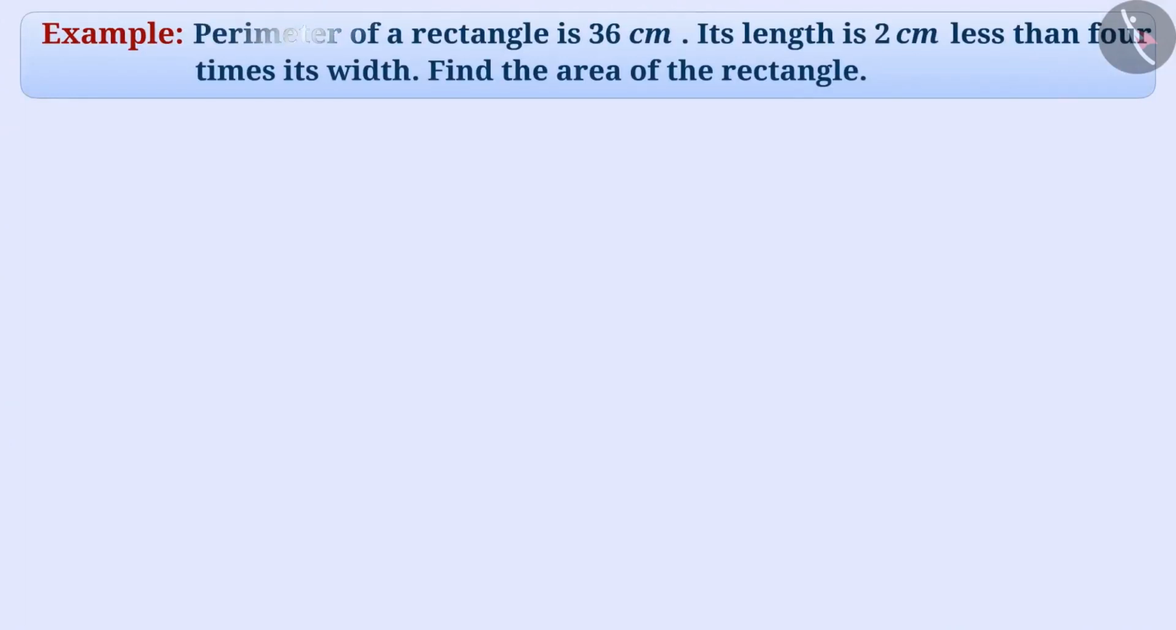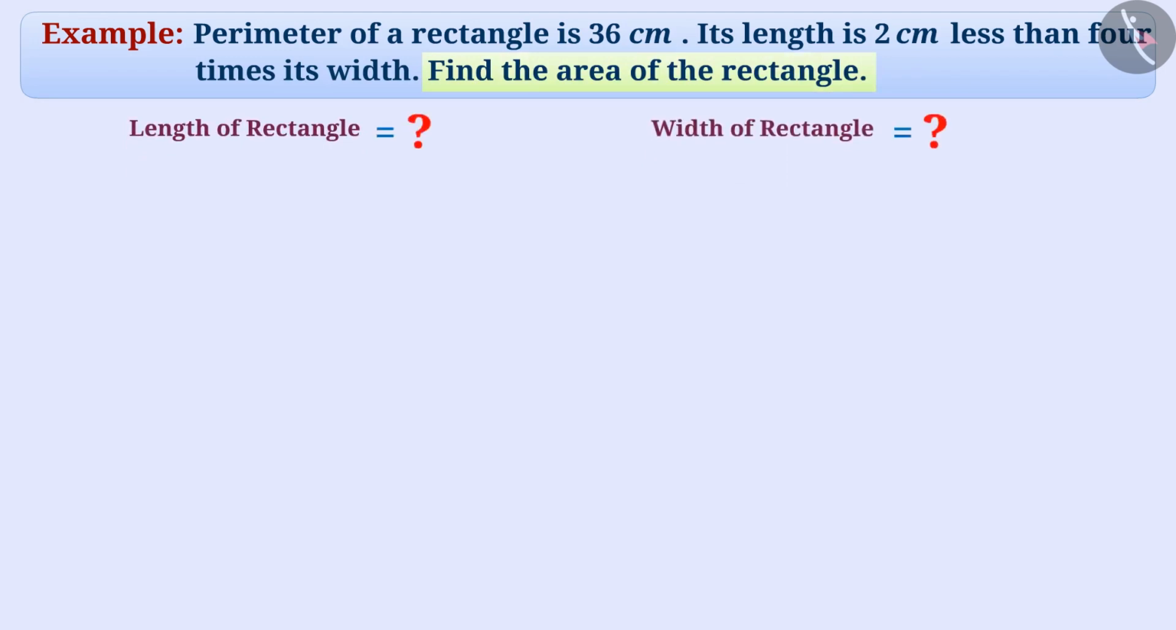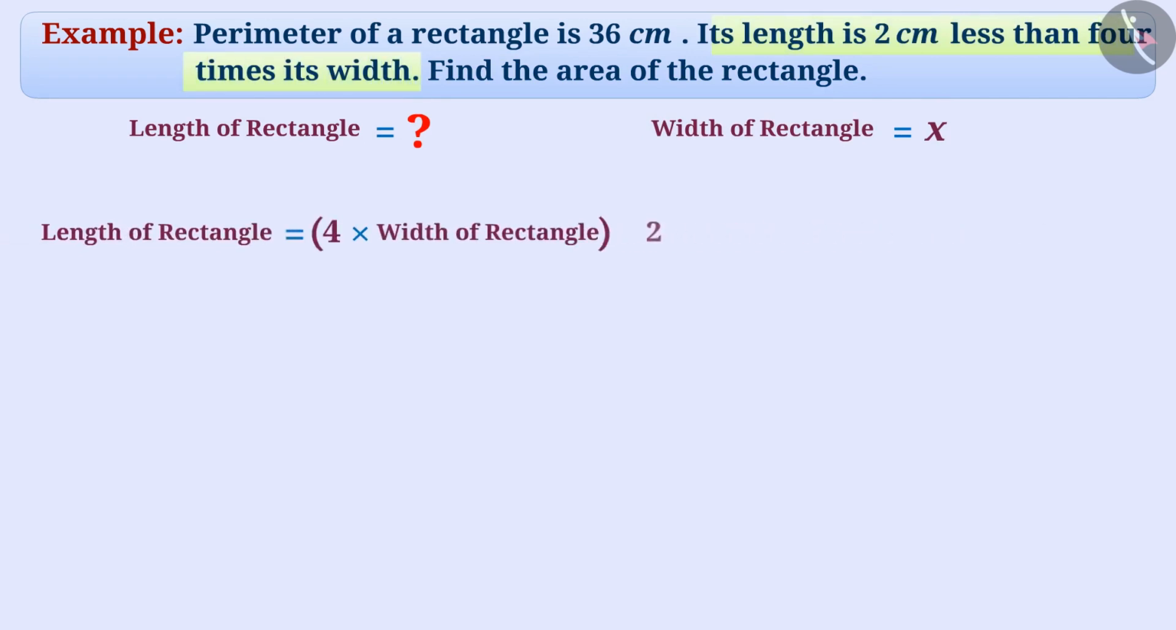Perimeter of a rectangle is 36 cm. Its length is 2 cm less than 4 times its width. Find the area of the rectangle. To find the area of a rectangle, we have to find the length and width of the rectangle. Let us consider the width of the rectangle as x. It is known from the question that the length of a rectangle is 4 times the width and 2 centimeters less.